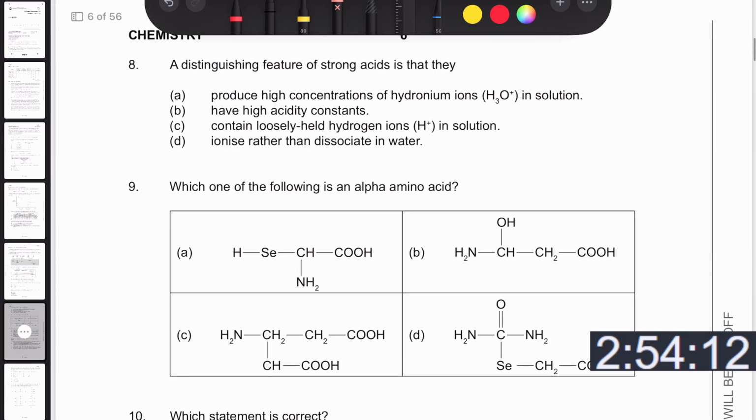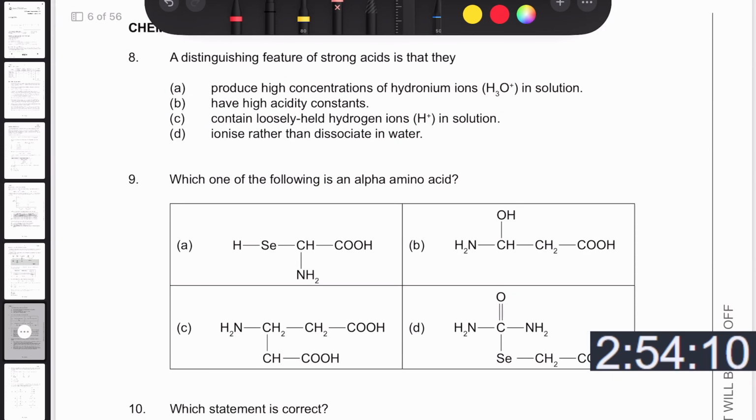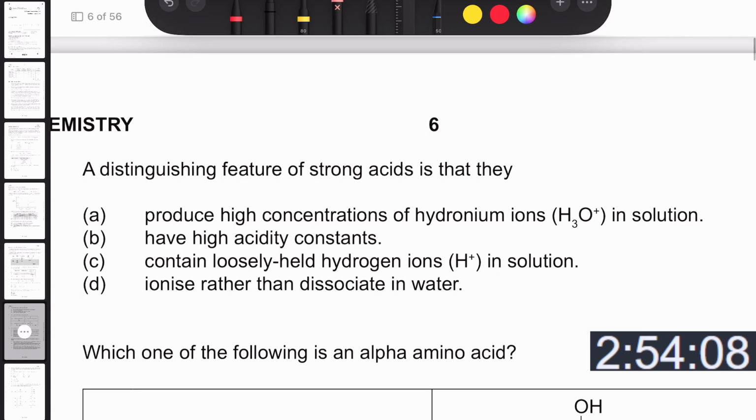Yep. A distinguishing feature of strong acids is they produce high concentrations, contain loosely held, ionize rather than dissociate in water, have high acidity constants. This one.